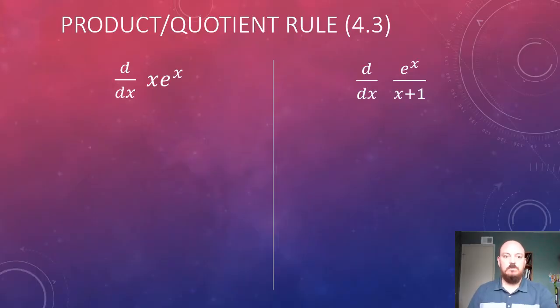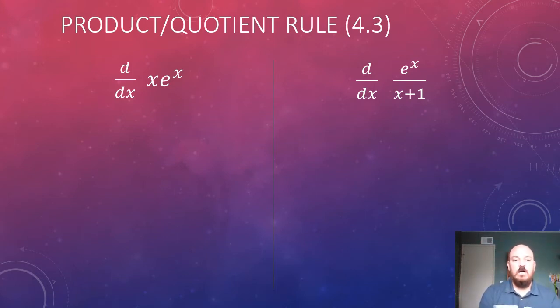So let's do one quick, easy example of each. On the left-hand side, we have the derivative of x times e to the x. That would be product rule. And on the right-hand side, we have the derivative of e to the x over x plus 1. That would be quotient rule. So let's do each one.